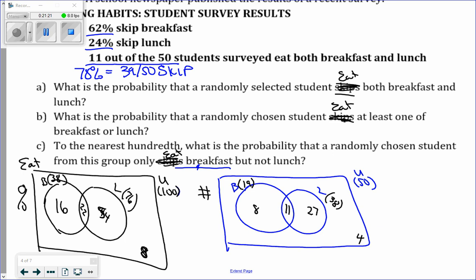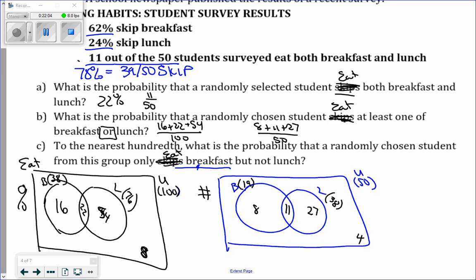Okay, so what's the probability that a randomly selected student eats breakfast and lunch? That would be 22% or 11 out of 50. I guess that was already here. Okay. What's the probability that a randomly chosen student eats at least one of breakfast or lunch? So again, breakfast or lunch. So you would go 16 plus 22 plus 54 out of 100. Or you would do 8 plus 11 plus 27 out of 50. Either way, you get the same answer.